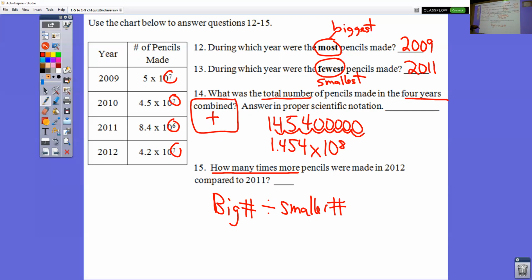How many times more were made in 2012 compared to 2011? So you have to divide. You have to do 4.2 times 10 to the 7th divided by 2011 number.